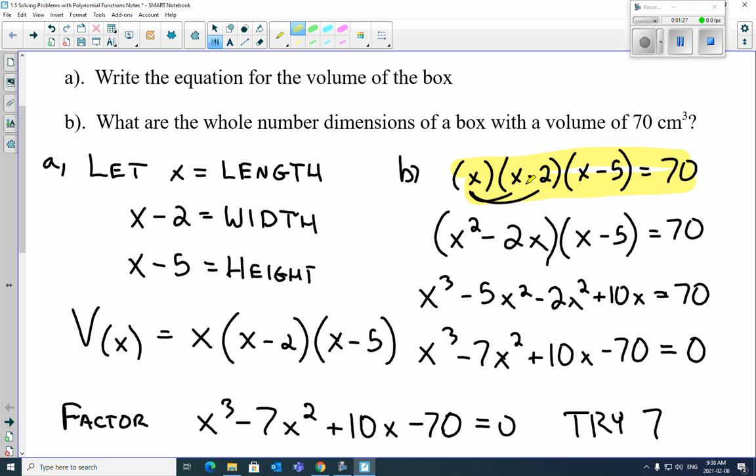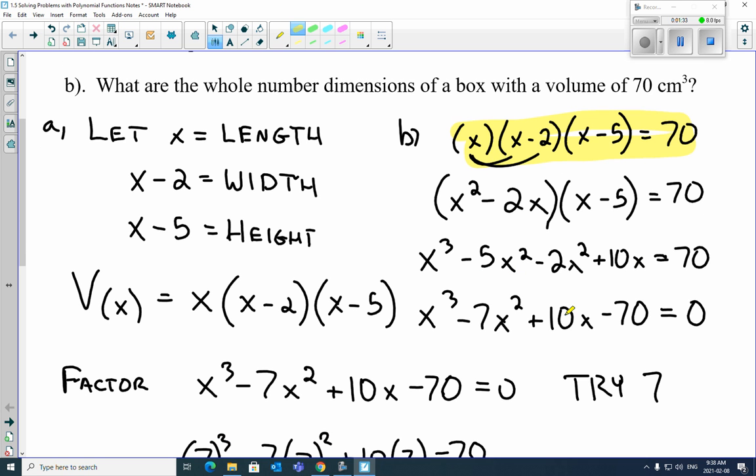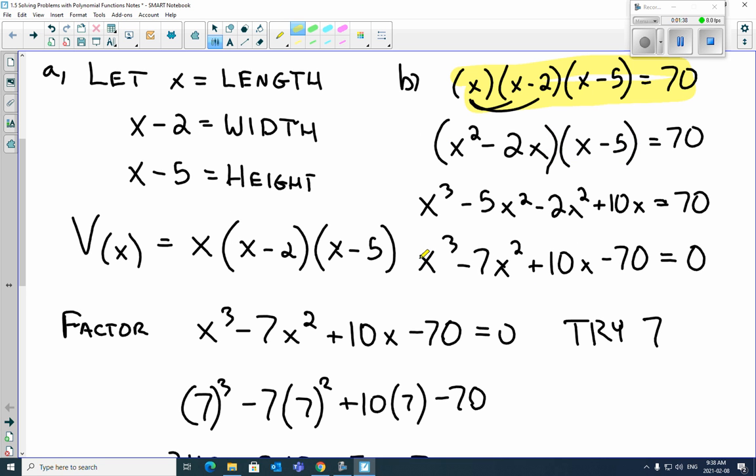So x times x and x times negative 2, and then you can FOIL this, and you get a big, long polynomial here. Well, what do we do? Collect like terms, rearrange, make it all equal to 0. So if you look, we end up with x cubed minus 7x squared plus 10x minus 70 equals 0. There it is. There's our cubic.